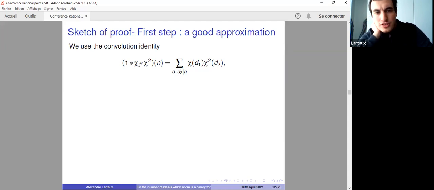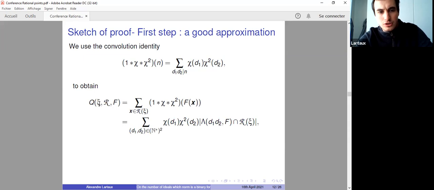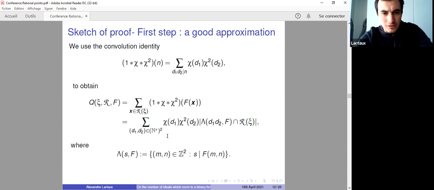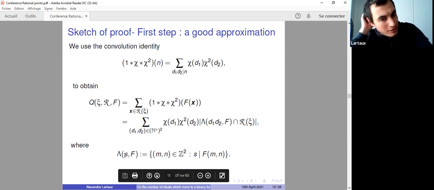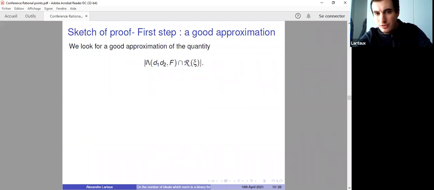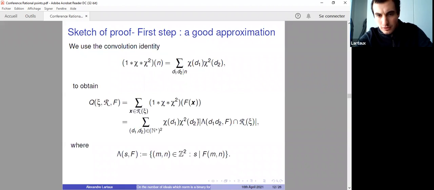We start from the convolution identity for the definition of L3 to write Q as the second sum, with the set lambda denoted by lambda of SF, which is just the set of tuples (m, n) such that S divides F of (m, n). And to prove the theorem, we need a good approximation of this quantity.